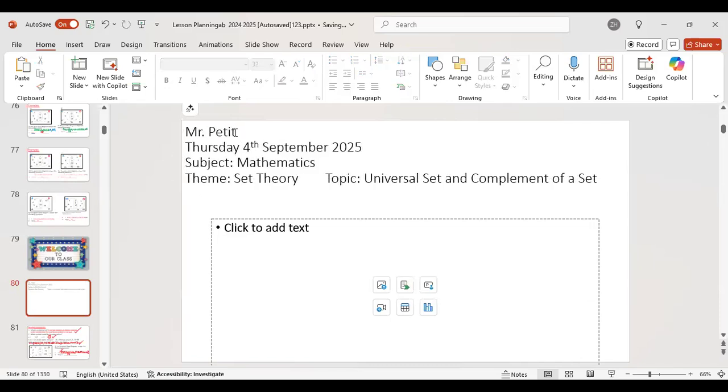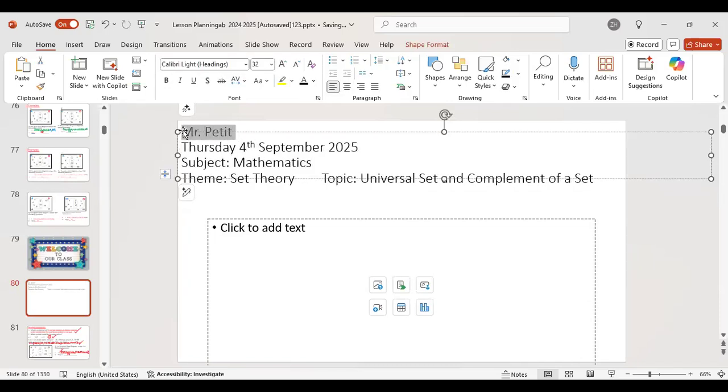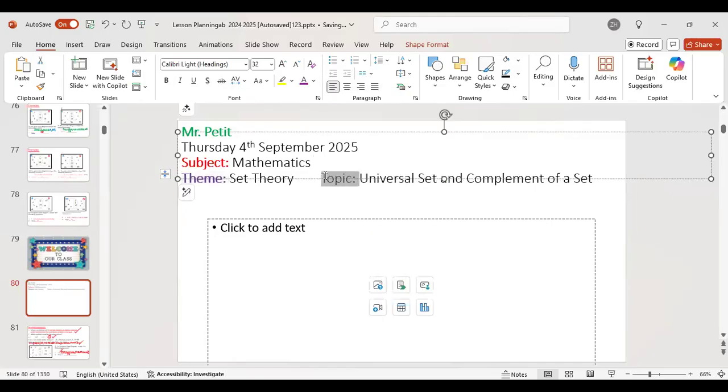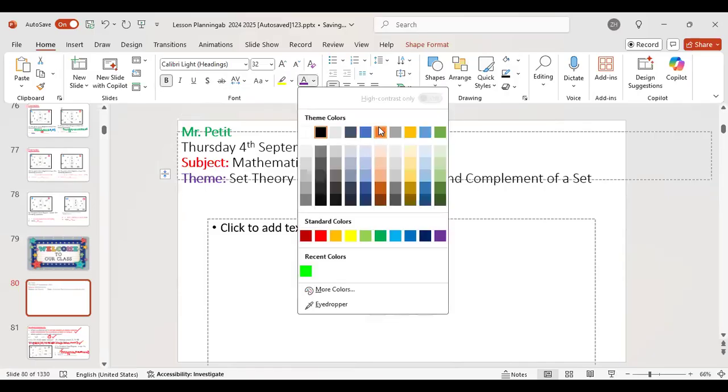So make sure you're all heading up. I'm going to highlight my name and also the subject in red, and also the theme, which is set theory, and also the topic.